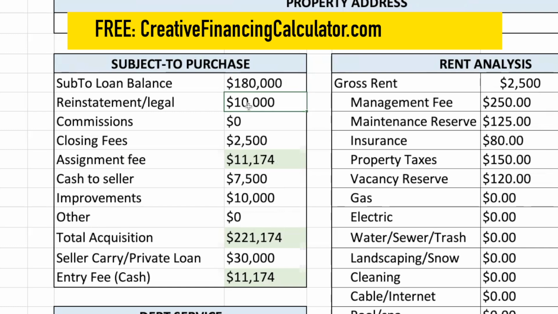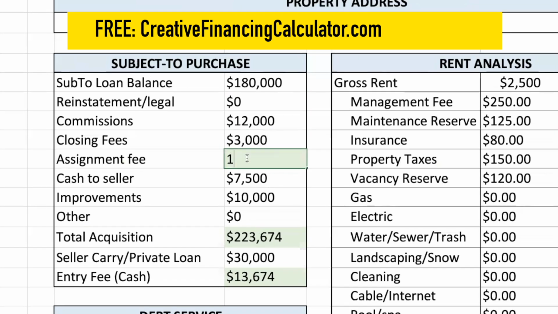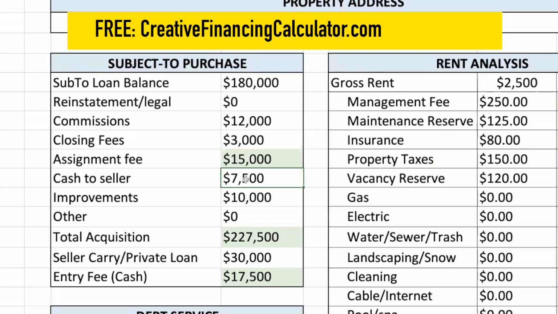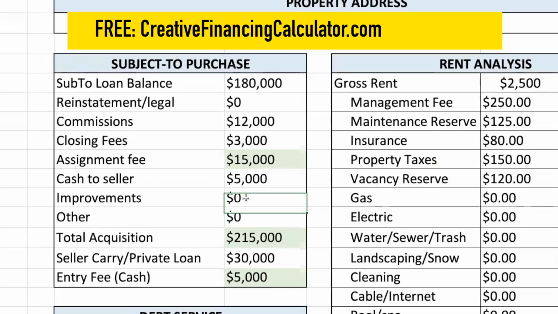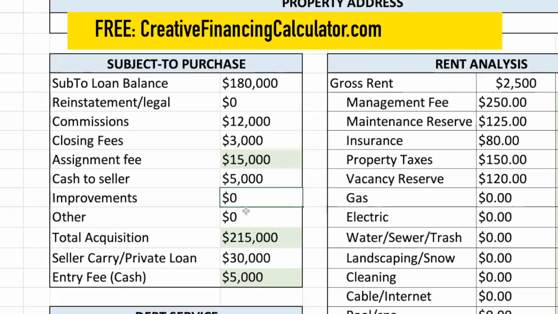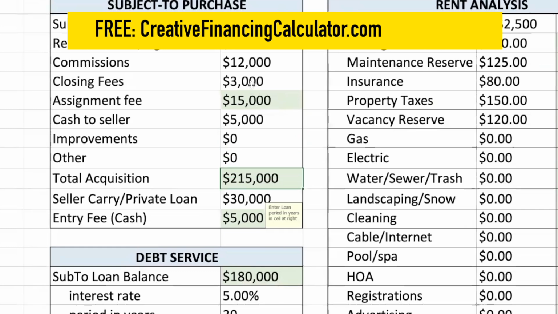But let's make up numbers. Let's say that he's got a loan of 182. Reinstatement legal would be if he's behind on payments and you have to catch up payments, which is common. Let's say we have 12,000 in commissions. Let's say we've got 3,000 in closing fees. Let's say you want to make 15,000 on an assignment. Let's say we're going to give that seller 5,000 in cash. We'll leave the improvements out for now, but sometimes I'll add in the cost to do the paint and carpet. So total is 215. That's adding everything up.